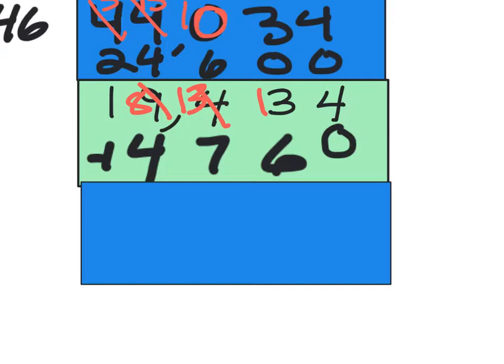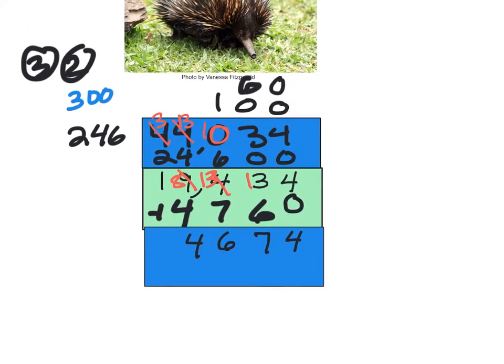4 minus 0 is going to give me a big bad 4 right there. 13 minus 6 is going to give me big bad 7. And then 13 minus 7 is going to give me 6. And 8 minus 4 is going to give me 4. And 1 minus 1 zeroes out, so I don't even have to worry about that. So now I'm down to 4,674. So let's come back up here and take a look now.